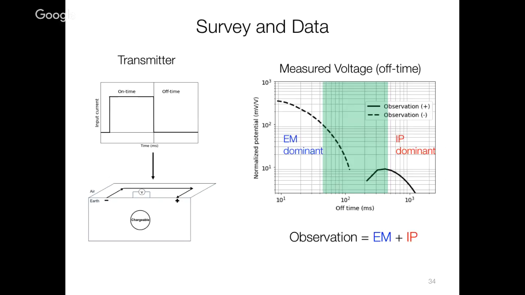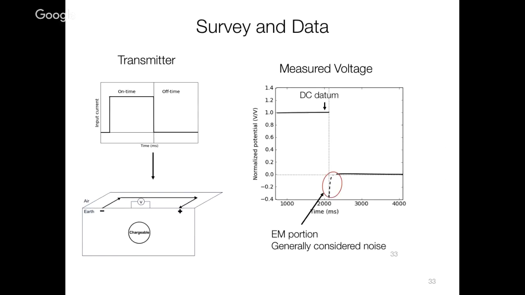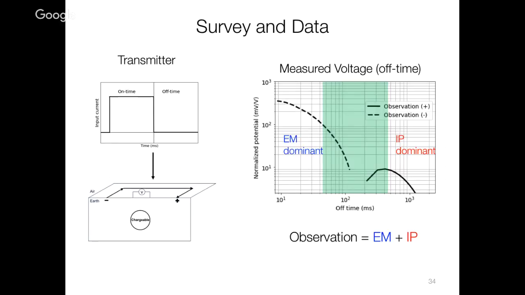So here's kind of a better diagram for that. So this is in the off time. Okay. So you've turned things off. So we're going to be looking at sort of what is happening right in here. So we're going to be looking at the off time.